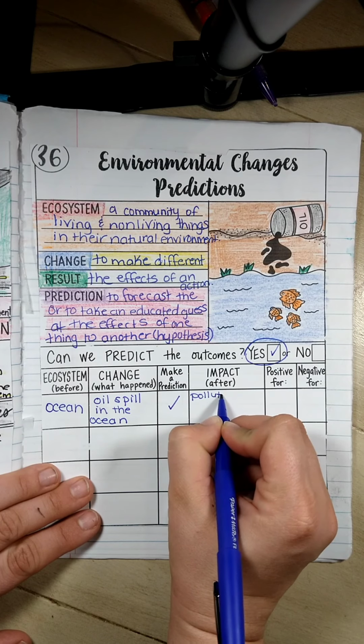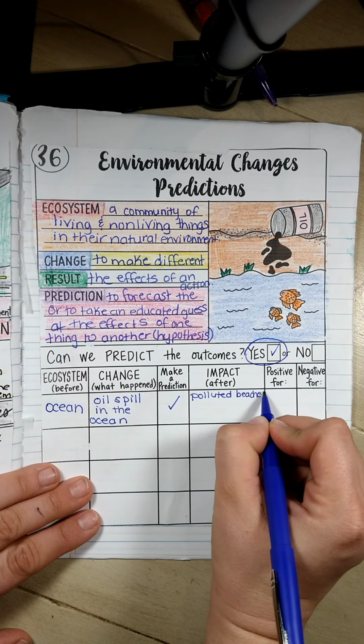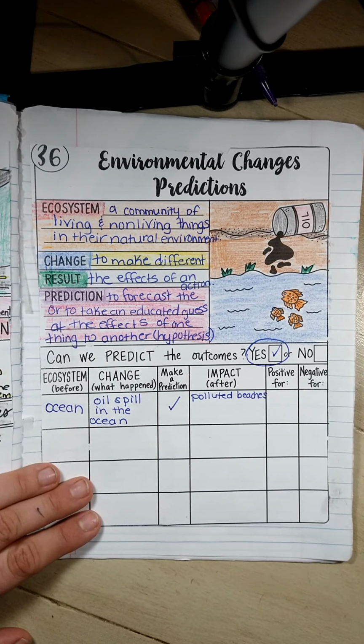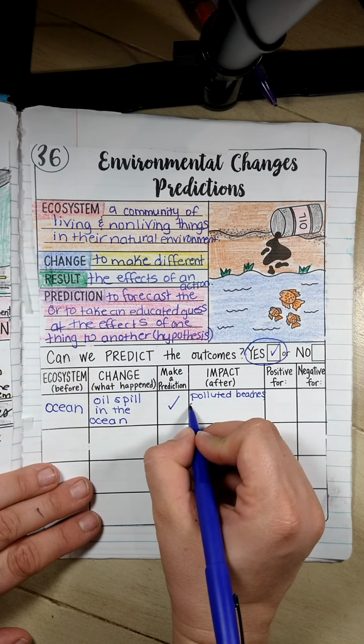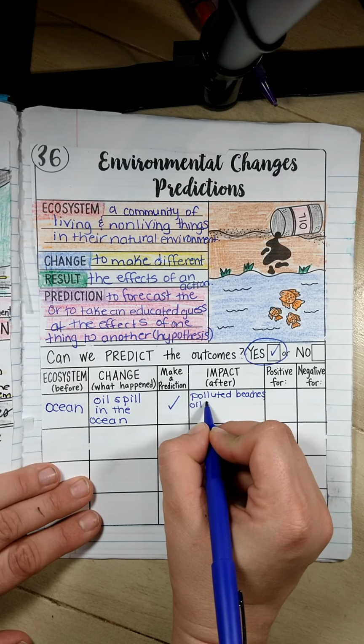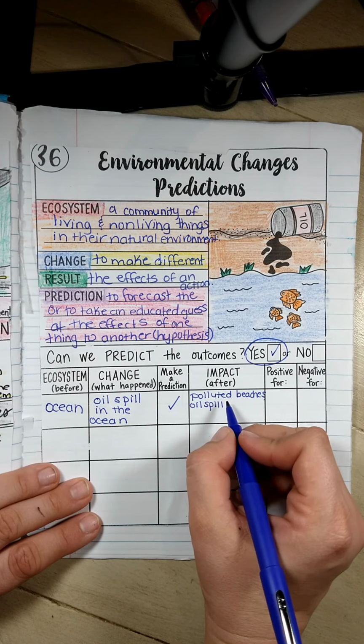So let's see the after effect impact. It is polluting the beaches. The water goes onto the beaches. It washes the oil on and off. The oil spill will kill fish because they're breathing in the oil instead of the water, and that's what they need to survive.